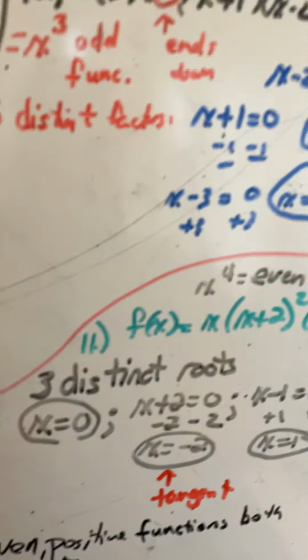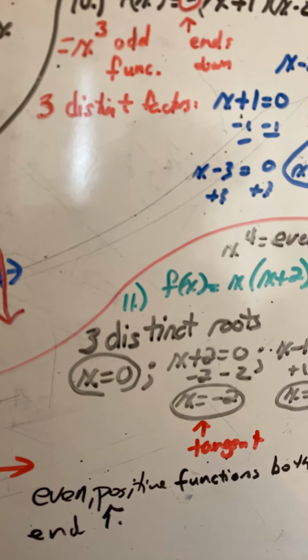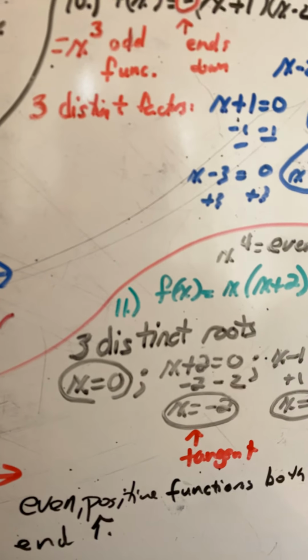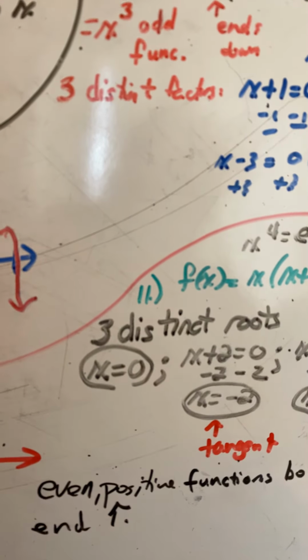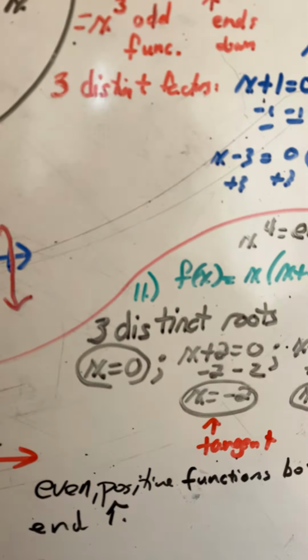Almost done, guys. Even positive functions, they're both going to end up positive. Again, when we had an odd function, odd means opposite, even means exactly the same, even or equal. So since it's a positive, and again, I know it's positive, there's no negative out front, since it's a positive function, they're both going to end up positive.